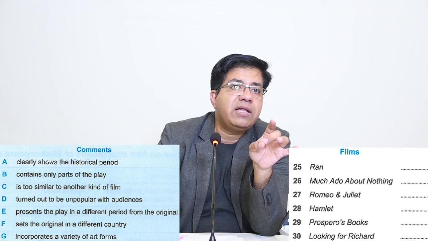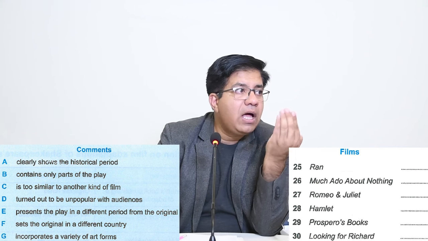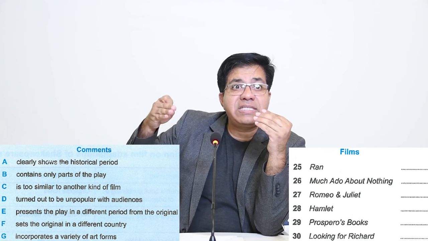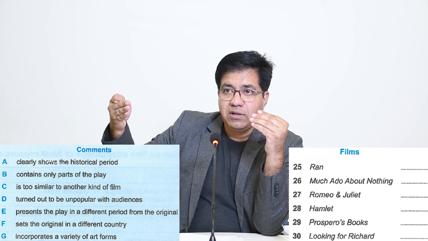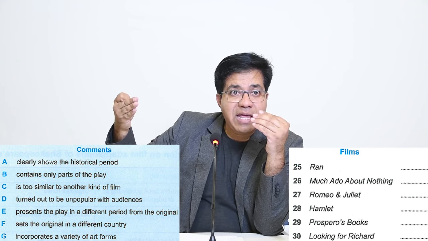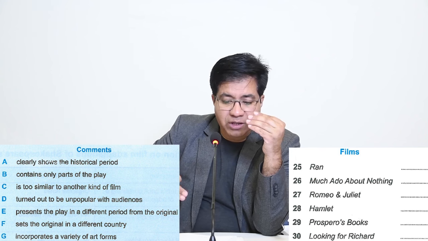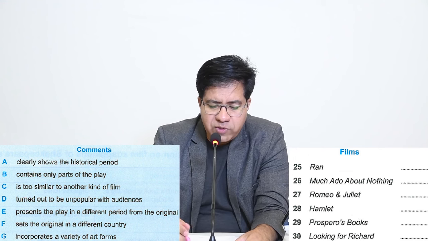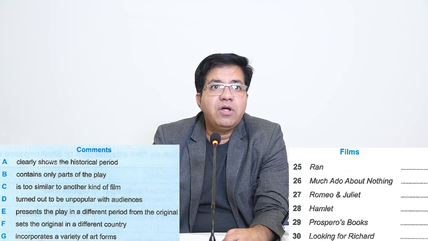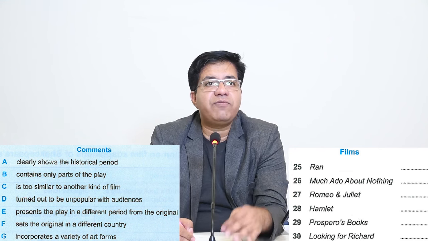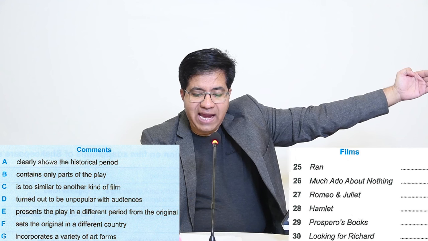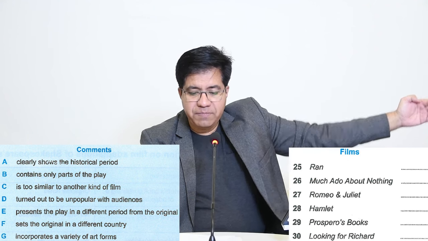And how will you read the comments? You will read the comments underlining a word and then considering what can be the synonym of this word. What can be the synonym or what can be the other word for this? I give you an example. Option A clearly shows the historical period. For historical period, they may use the word how life was at that time. How life was at that time, that means historical period.